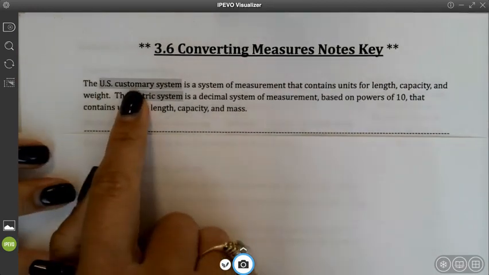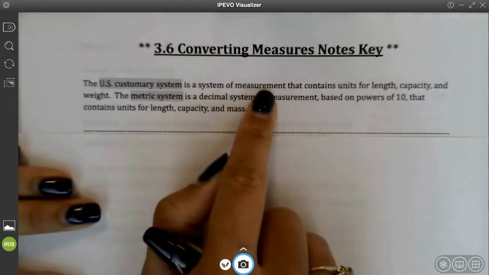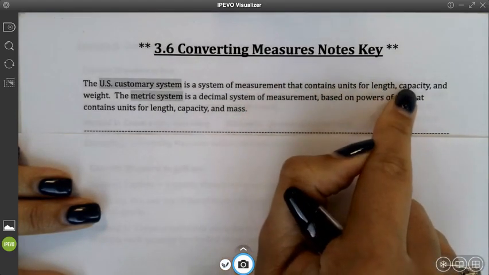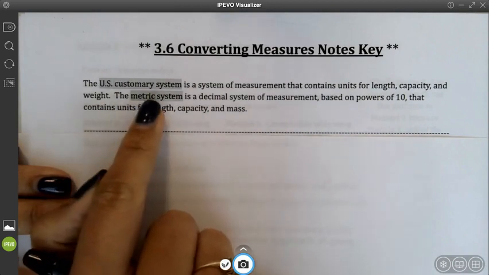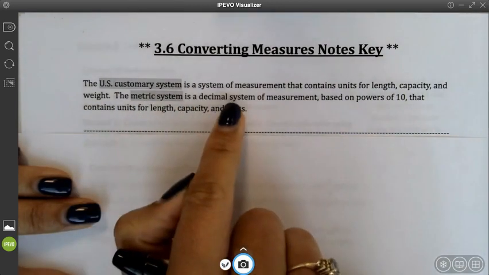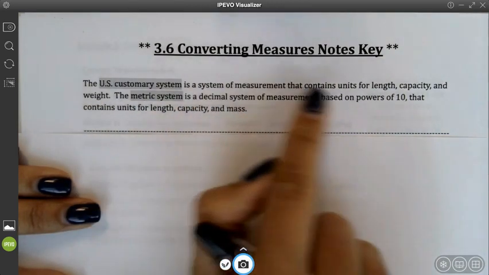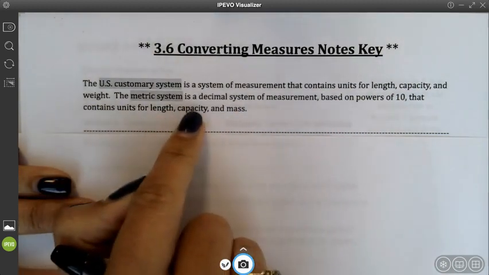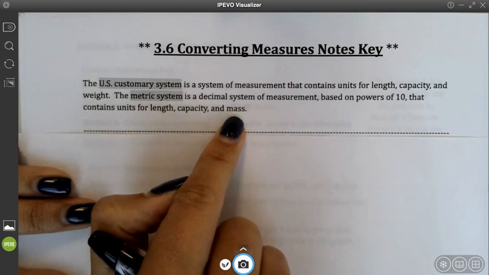The U.S. customary system is a system of measurement that contains units for length, capacity, and weight. The metric system is a decimal system of measurement based on powers of 10 that contains units for length, capacity, and mass.